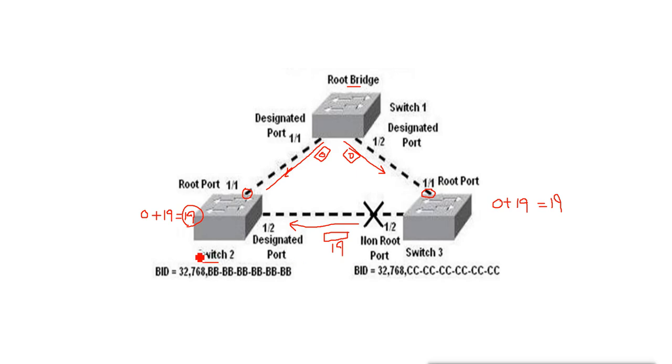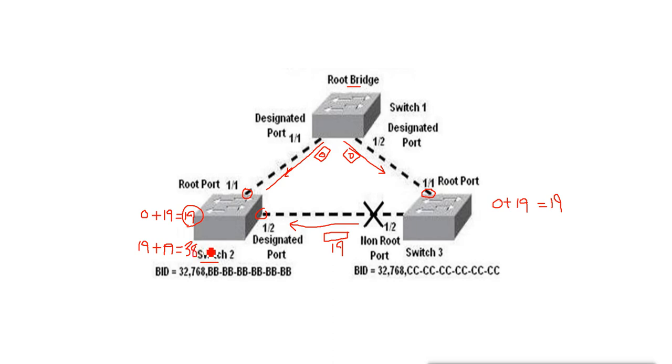Now if it reaches switch 2, then what does it do? It gets the 19 from switch 3, and it will add its own port cost. So this port is also 100 Mbps, so switch 2 will add 19 again. Now the total cost will be 19 plus 19, which is 38.